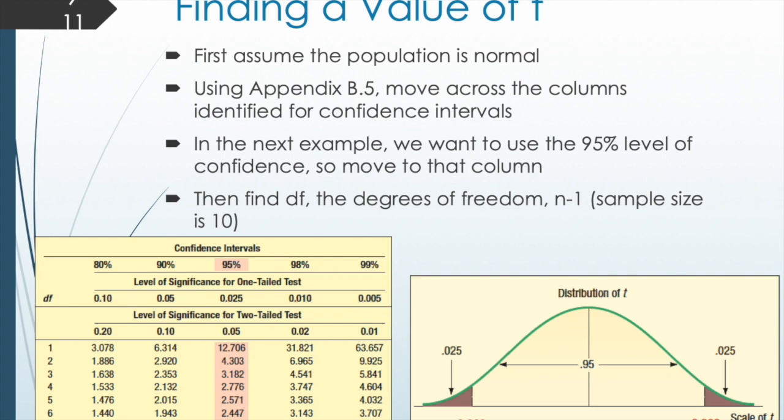Then you're going to find what we call the degrees of freedom, which is simply taking your sample size and subtracting 1. So that's a very easy formula, right? N minus 1. Suppose our sample size is 10. Then our degrees of freedom would be 9. So here's my 9, and if I go over, I would find that the T value would be 2.262. So that's the T value that we would use for a 95% confidence when our sample size is 10.